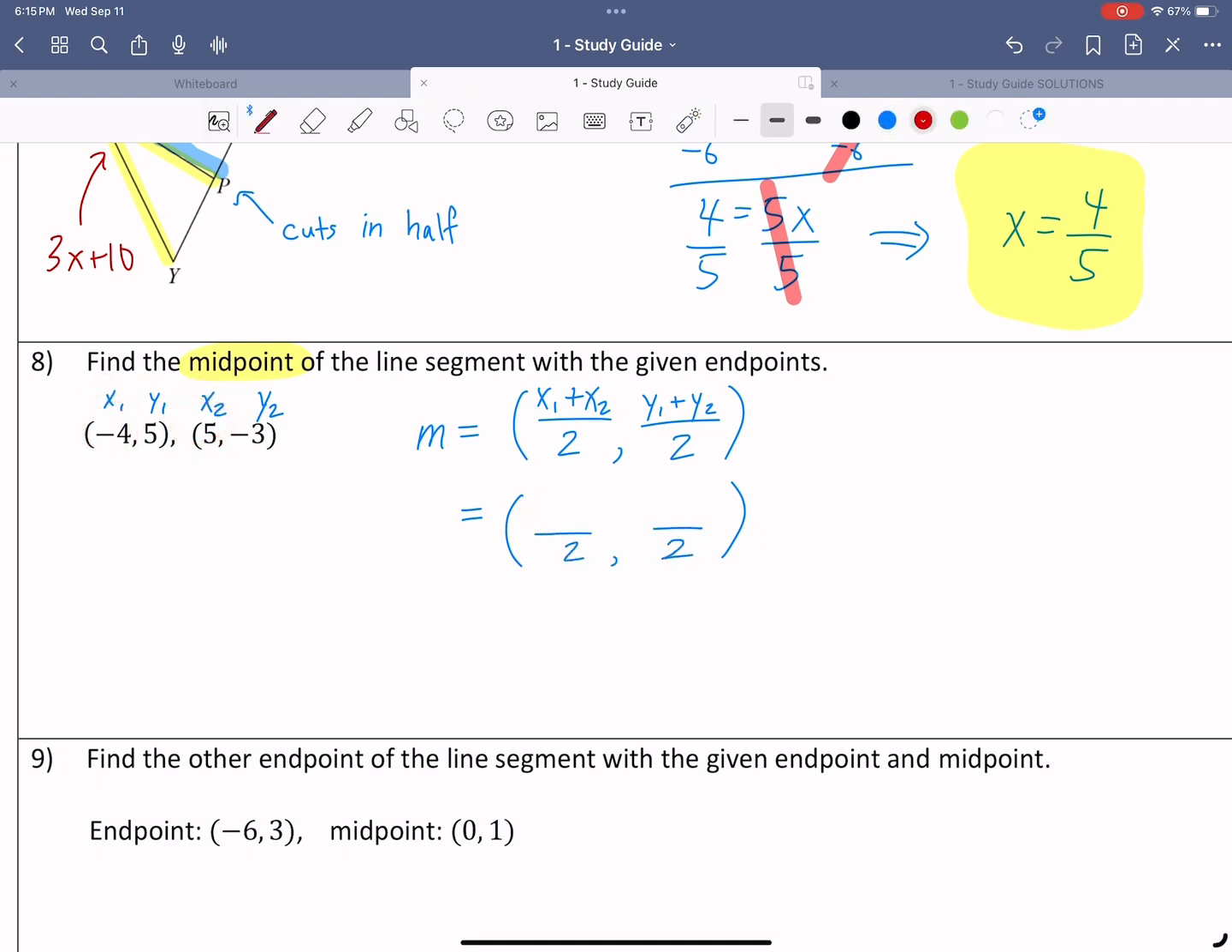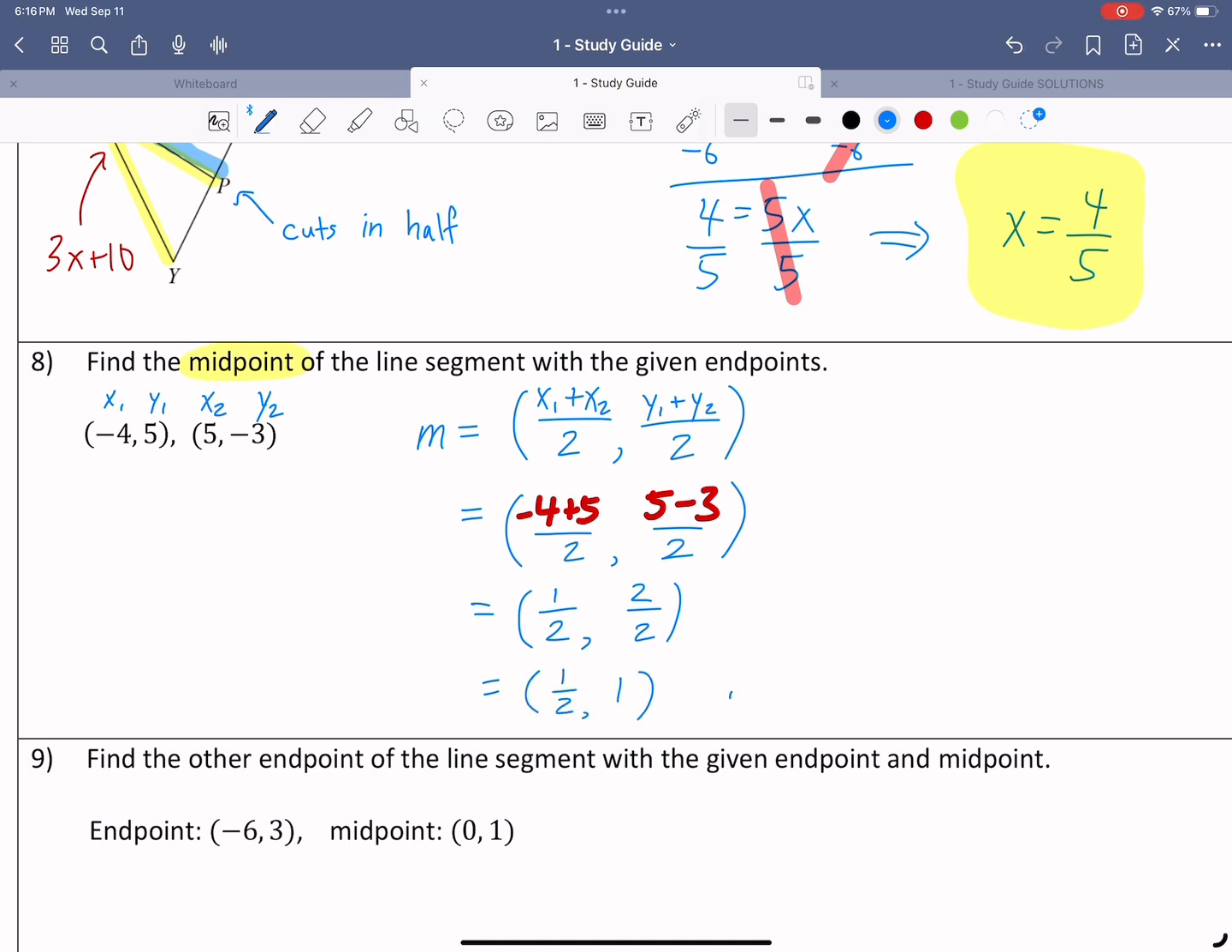If you plug it in, this is going to be -4 plus 5. And then again, you're going to get y1 and then y2. That's 5 and -3. 5 plus -3 is just 5 minus 3. And then at this point, just simplify. -4 plus 5 gives you 1, and then that's 1/2. 5 minus 3 gives you 2, divided by 2. Well, that's just 1/2, comma, 2 divided by 2 is just 1.